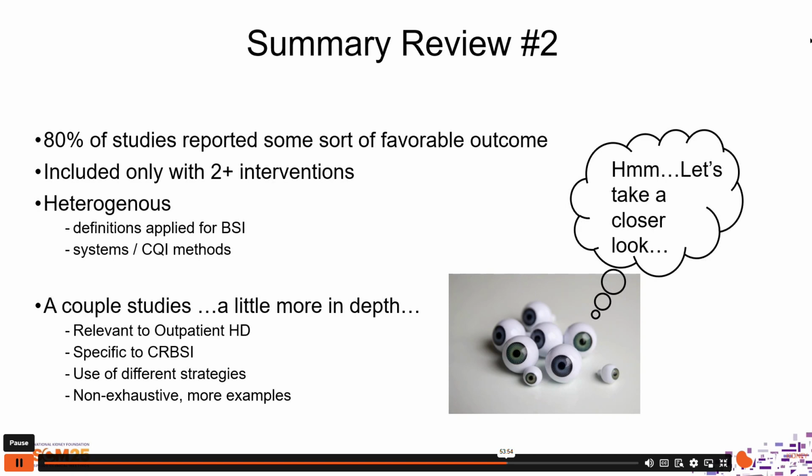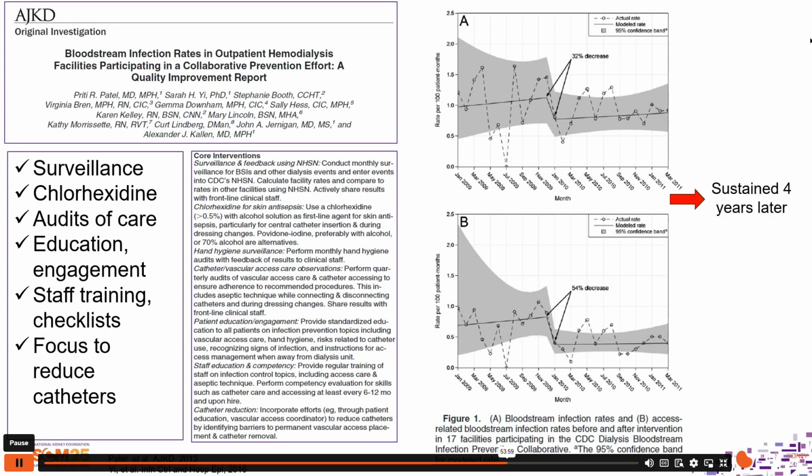So I'm going to now, kind of in the end here, summarize and go over a few of the studies that I thought were particularly enlightening, and I wanted to share with you. So there are 3 of them. The first one was done a few years ago in 2013, and the intervention was multifactorial, basically implementing the core interventions from the CDC. So many different aspects to it, but a multi-pronged approach, including surveillance, antiseptic care, audits of care, education and engagement with patients and providers, staff training, checklists, process measures, and a focus to reduce the catheters as well.